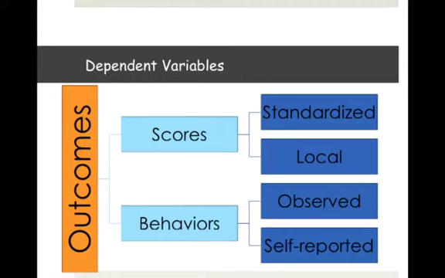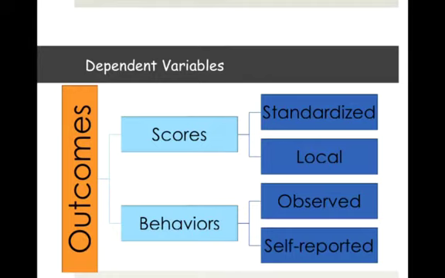The two most common dependent variables are either scores on a test, whether that's a standardized test like a Stanford Diagnostic, a Gates-MacGinitie, an ACT, or scores based on a local test created by the researcher. If it's created by the researcher, then they have to test it for validity and reliability. But that's one dependent variable.